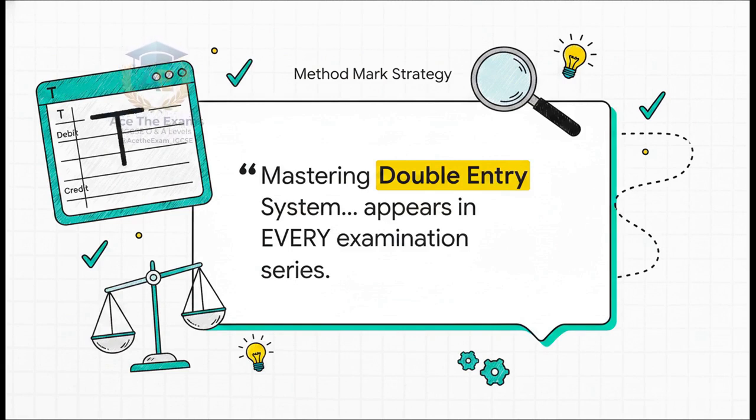But here is the secret we are going to unlock today, something I call the exclusive method mark strategy. You see, examiners aren't just scanning the bottom of your page for a magical final numerical answer. They use a highly specific strategy to award points for your process, your logic, and your clear working. It is an absolute game changer once you understand how to trigger those marks. Let's map out exactly how we're going to conquer this today.